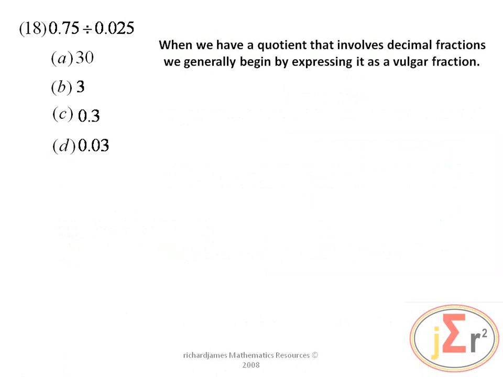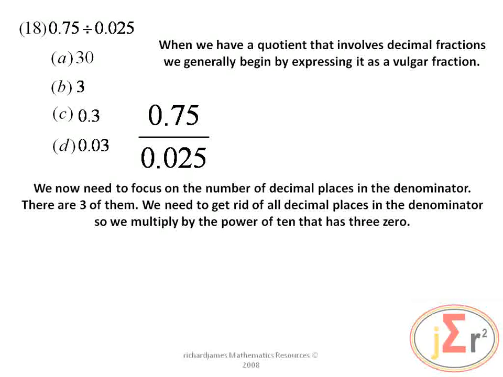When we have a quotient that involves decimal fractions, we generally begin by expressing it as a vulgar fraction. Now, Jerry, this problem requires that we divide 0.75 by 0.025. So we are going to represent that as a vulgar fraction first. Now Jerry is trying to let me know that we have decimal numbers here, decimal fractions here, and decimal fractions here. So how come it's a vulgar fraction? Well, Jerry, it is a vulgar decimal fraction. We express it in that form.